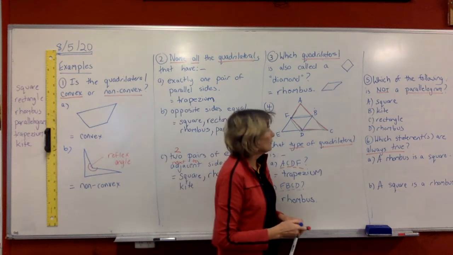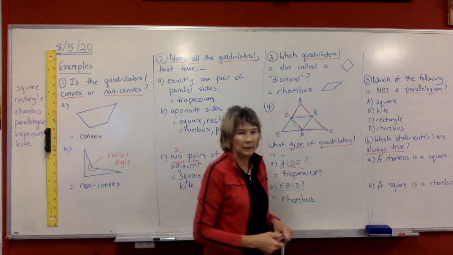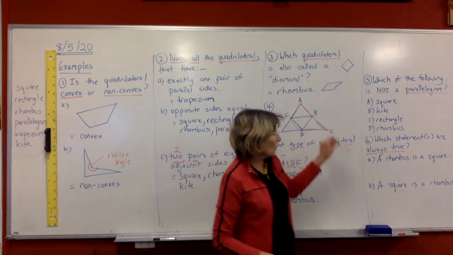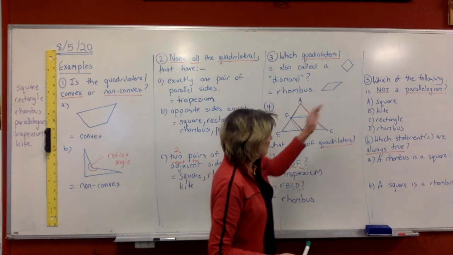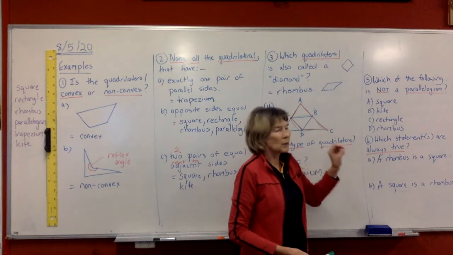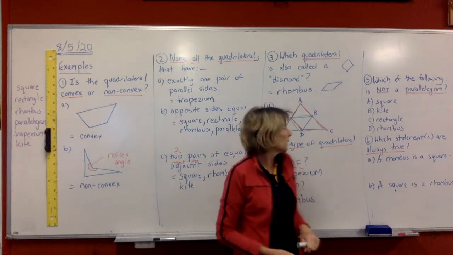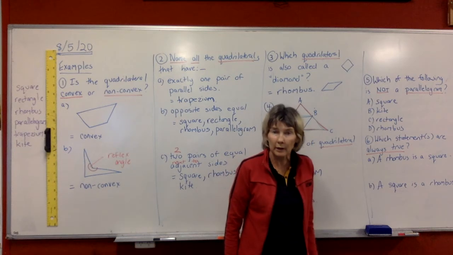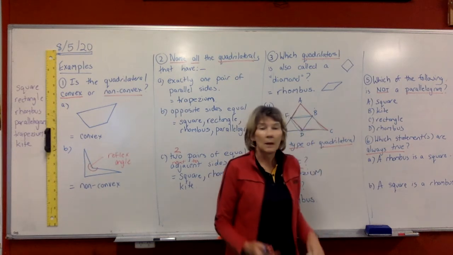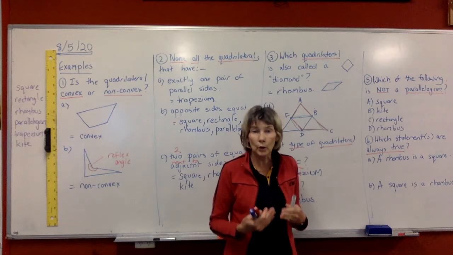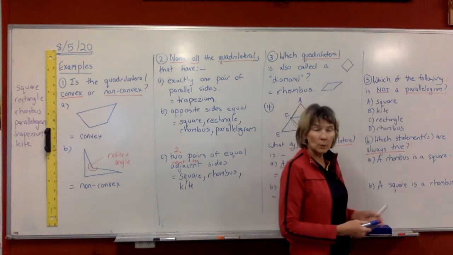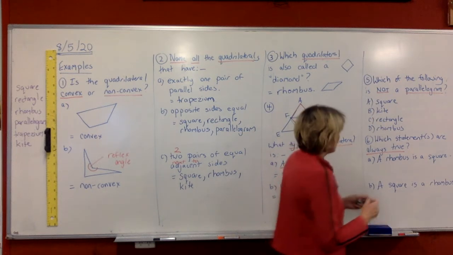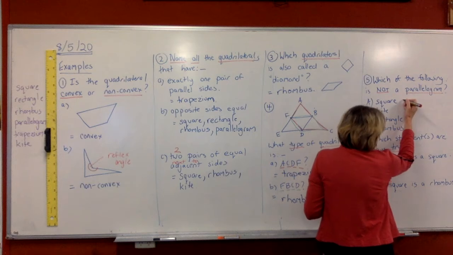Okay, in question 5, it says, which of the following is not a parallelogram? So when you get to 5 and 6, they are a little bit tricky. You've really got to look at the words carefully. So we want to know, look through these, which is not a parallelogram? Now you're probably going, well, none of them are parallelograms. It hasn't got the word there. But a parallelogram just has 2 pairs of parallel sides. So a square does have 2 pairs of parallel sides. So that is a parallelogram.